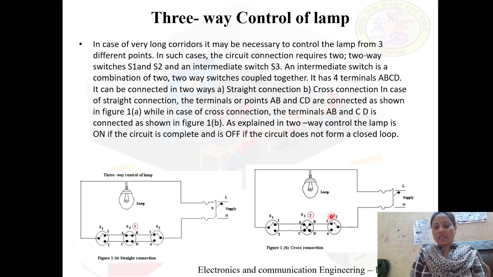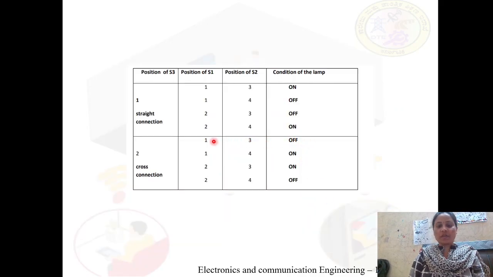But actually S2 we are pointing to 3. So there is an open path here. The bulb should be off. So which we have mentioned in this first case, 1, 3 and it is off. Now we will consider the second case, 1 and 4.